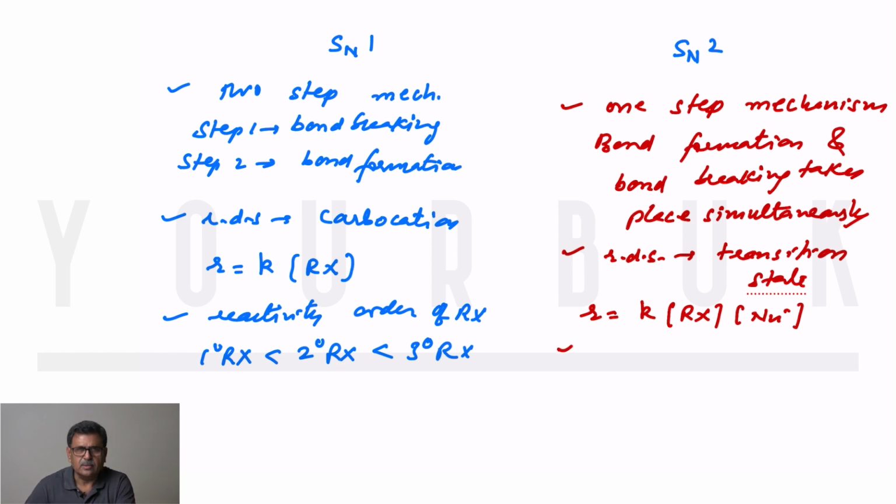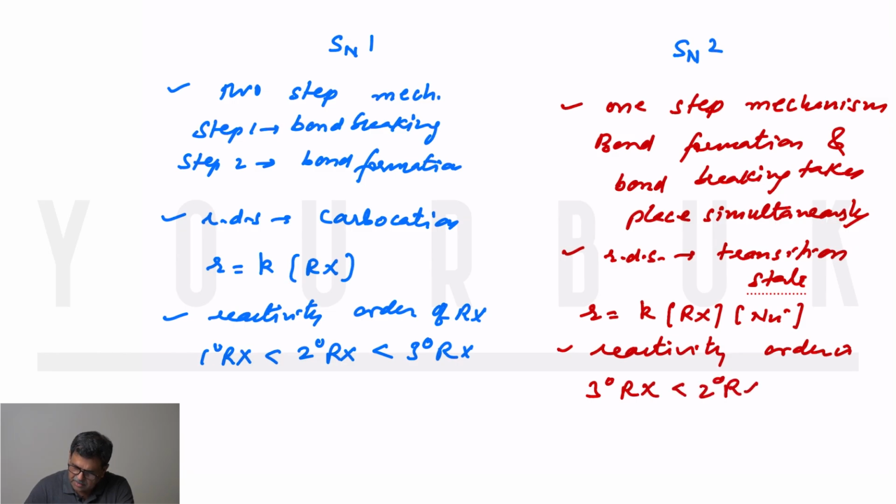In SN2, the nucleophile attacks at the alpha carbon from the back side, so the alpha carbon should be more and more exposed, with less and less crowding. So the reactivity order in this case is 3 degree is the least reactive, then 2 degree, and primary is the most reactive.